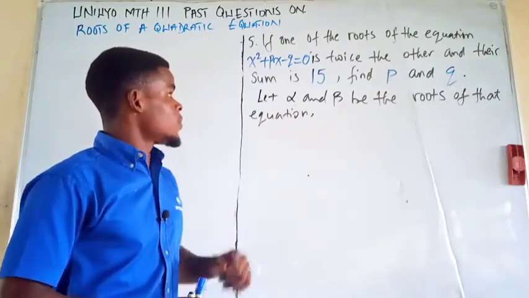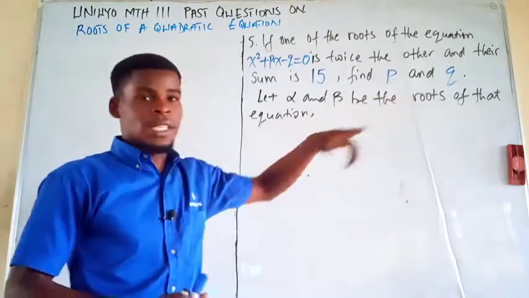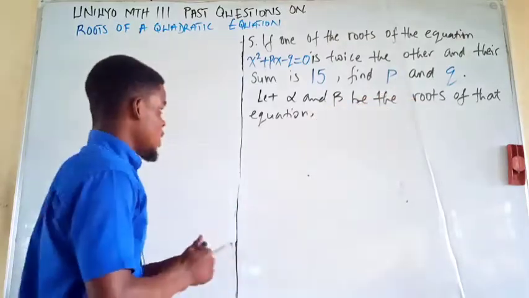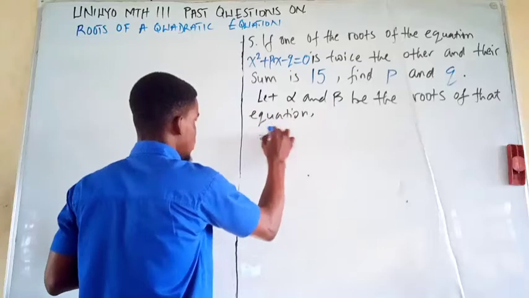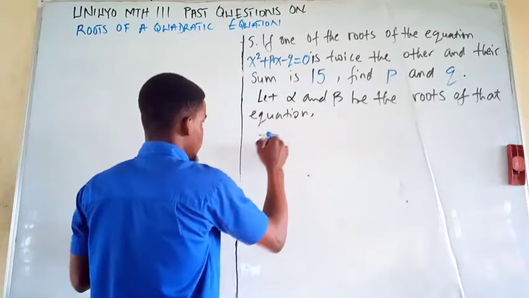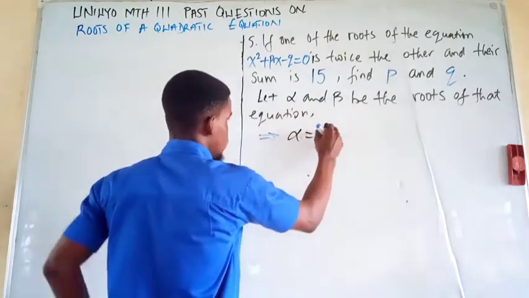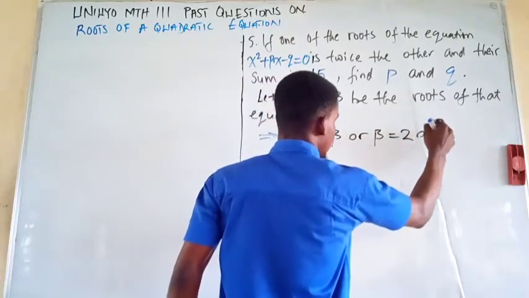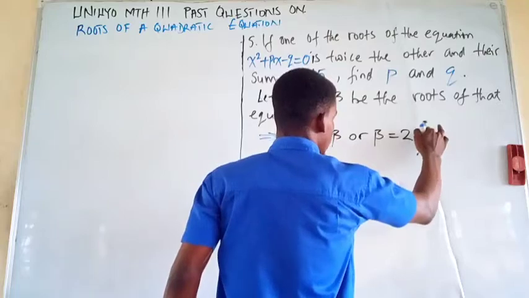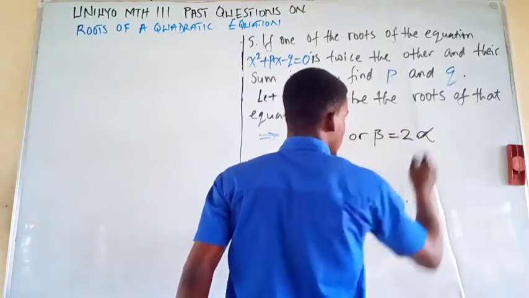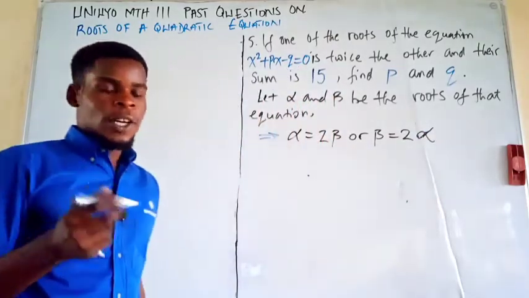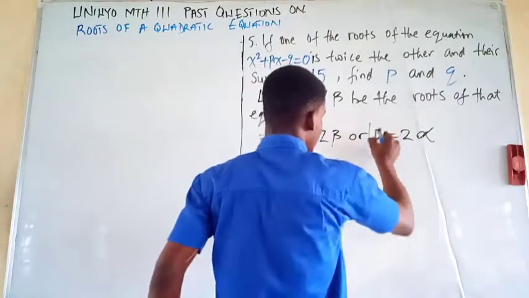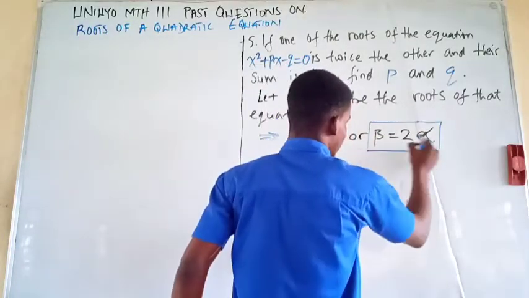But before then, you see that one of the roots is twice the other, alright? So from that statement, it follows that alpha is twice beta, or beta is twice of alpha, given that one is 2 times the other. So as always, I would like to work with alpha, so I'm going to make use of this one.